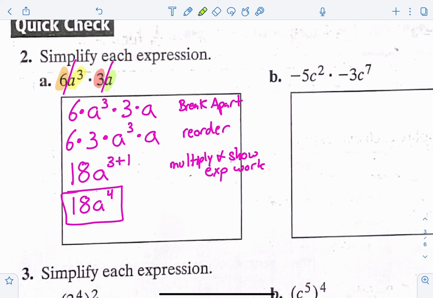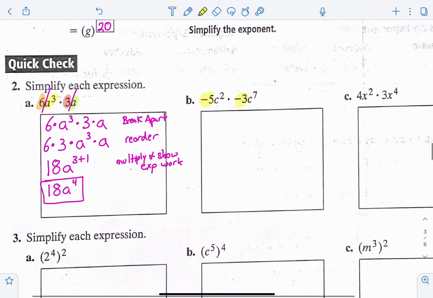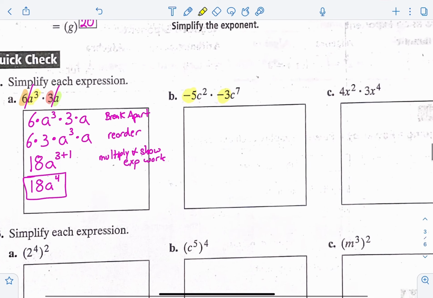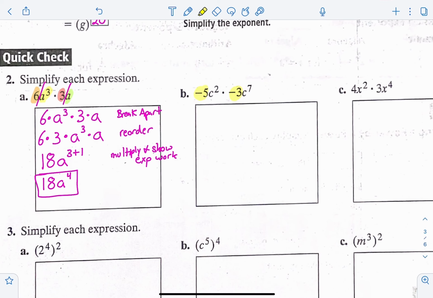Worth noting on the next problem, because you're going to try it by yourself, keep in mind that this is a -5 when you break it apart, and this is a -3 when you break it apart. So keep that negative with the number for each of those. Okay, so we're going to go ahead and pause the video, and you're going to work on B and C. And then when we come back, we'll go over those.